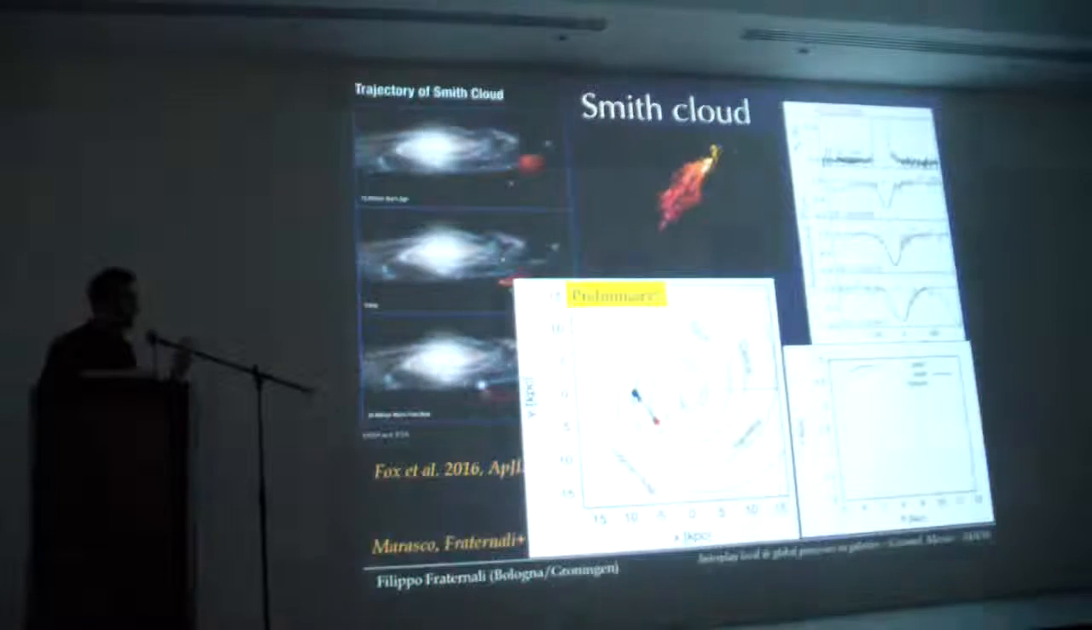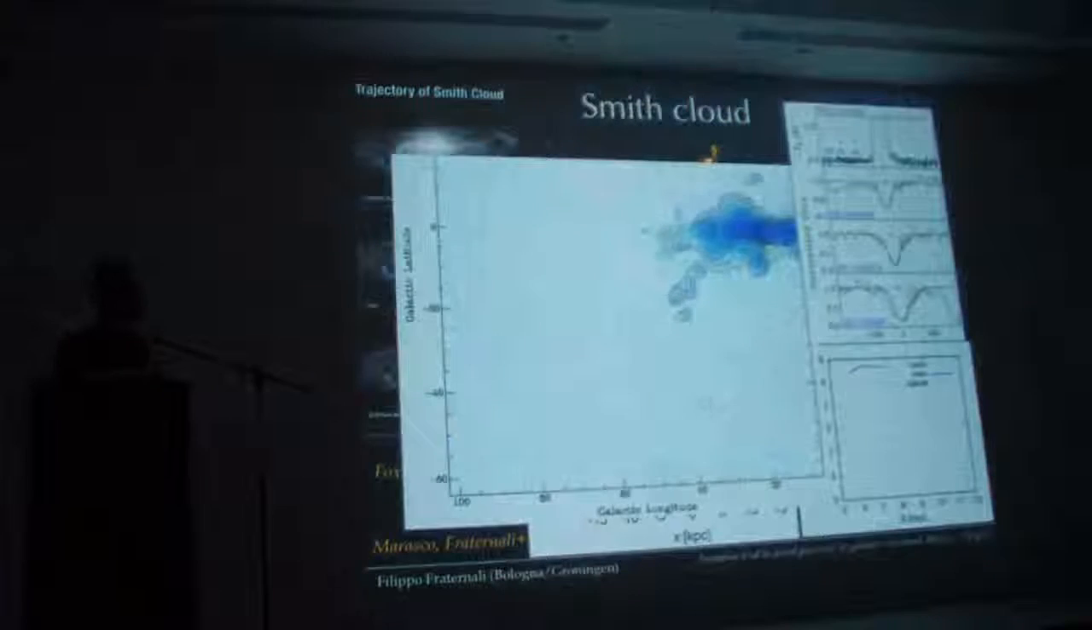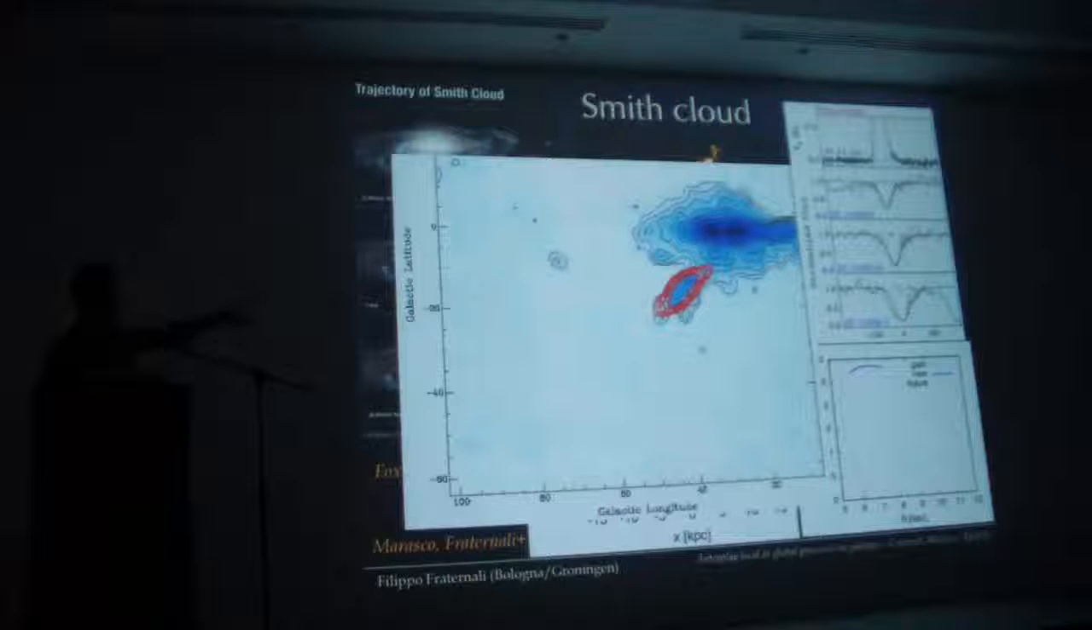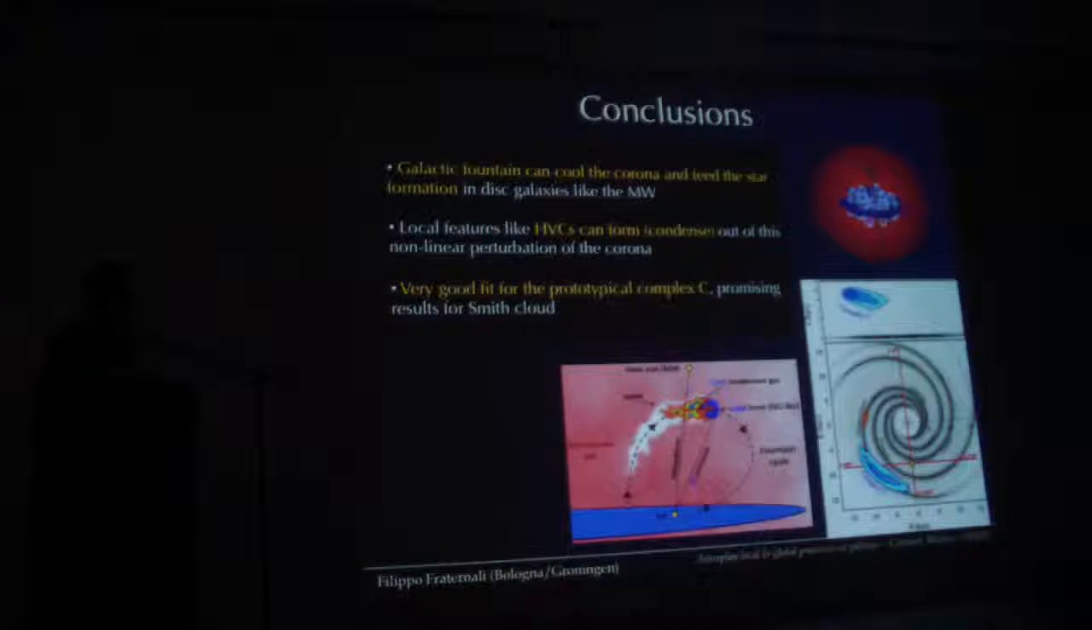And we have a very, very preliminary model that explains this cloud as a superbubble going off just outside the molecular ring in our Milky Way and causing the condensation that produces the Smith cloud. And this is a movie with our model on top of the Smith cloud. The Smith cloud is the thing that you see below the red contours.